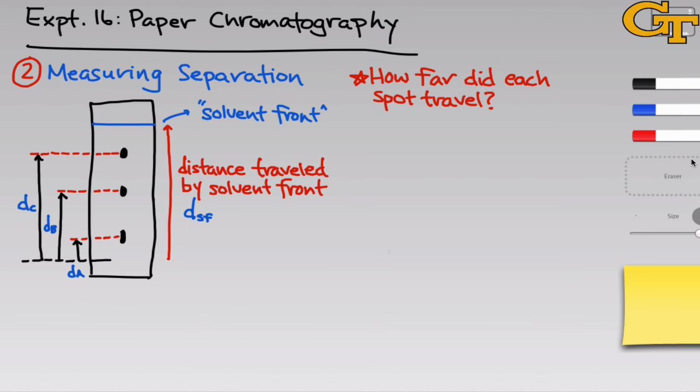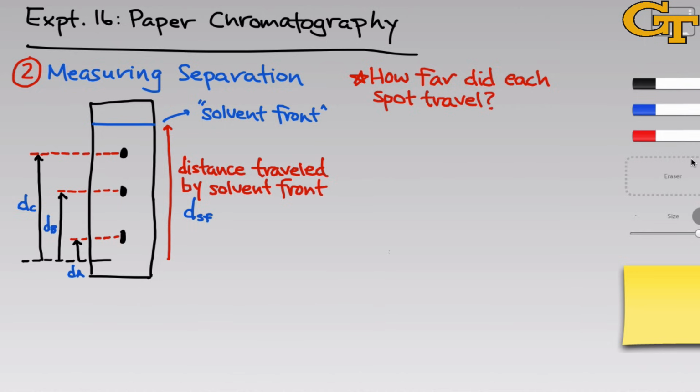A couple of notes about these measurements. Notice that I've drawn the spots a little bit asymmetric. It's highly unlikely when you do chromatography at any point in your chemical education that you'll get spots that are perfectly circular. So to address this issue, we tend to measure from the center of the spot. It's most important to be consistent when you do this, and the general convention is to measure from the center of the spot, so be sure to do that in the laboratory.